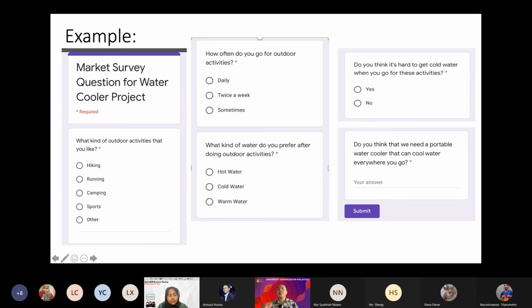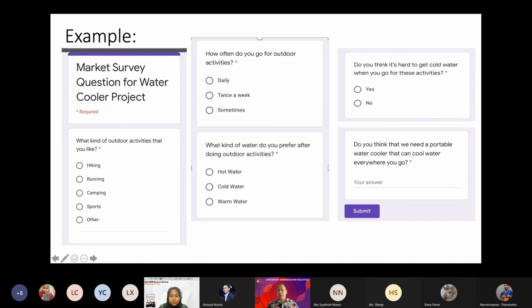So is it daily, twice a week? If daily, it means this is a very serious goer. Okay, and then what kind of water do you prefer after doing outdoor activities? Hot water, cold water, warm water. If most of them answer hot water or nothing relevant to your design, it can help you because you are targeting outdoor activity goers.